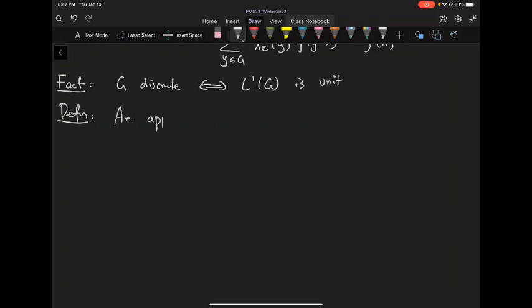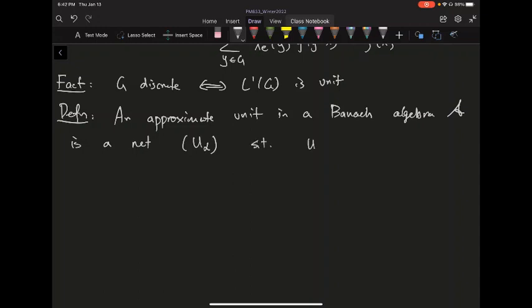An approximate unit, let's say in the Banach algebra, in this case the L1 of G. Let's say the Banach algebra, let's give it a name A, is essentially a net, let's say U alpha, so that if you multiply any f on the left or on the right, you always get a net that converges to your original function.